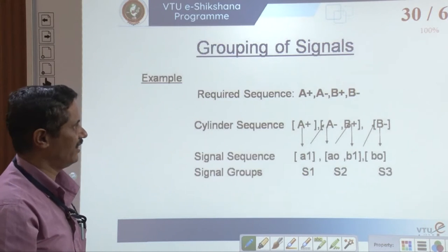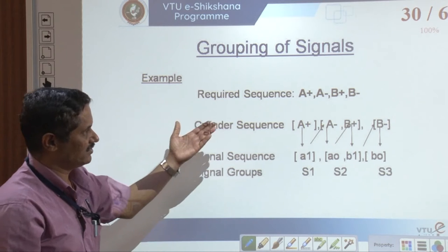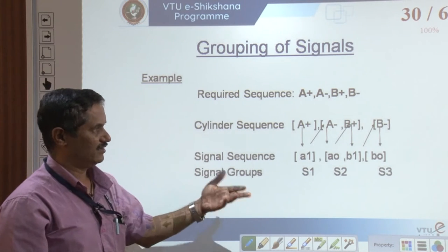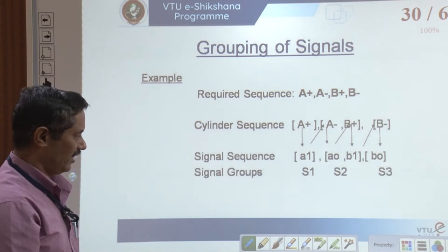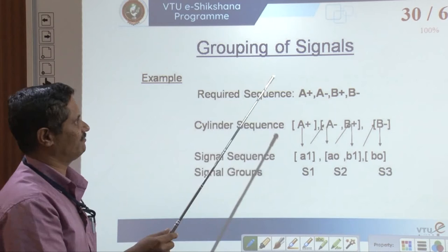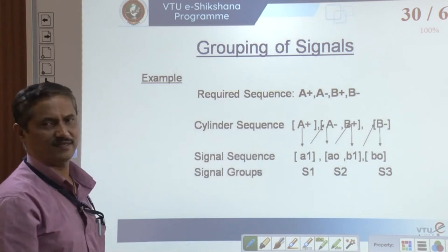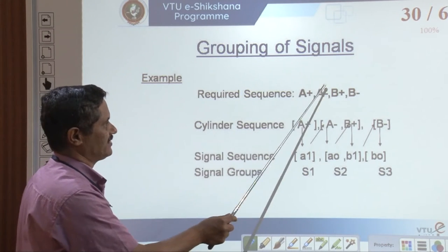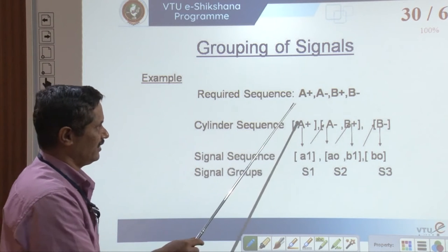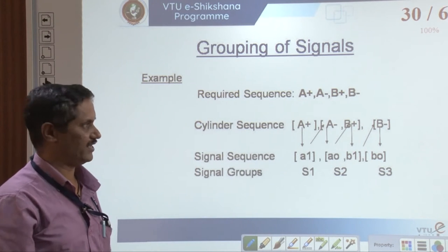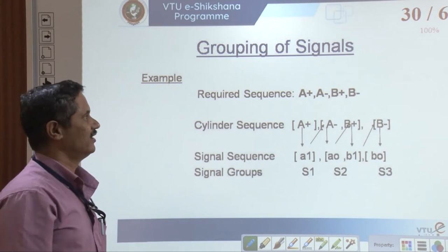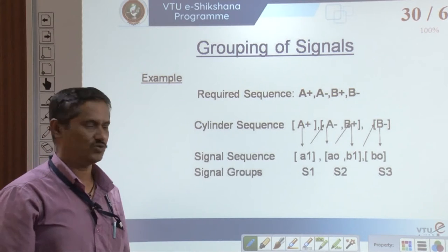I have already said one. So like this, you can take any configuration. I am just telling the steps to ensure. And now, if I take one more example also, the same steps I follow. Grouping of signals, the sequence required is A plus, A minus, B plus, B minus. So again, there are two cylinders in this case. So definitely there is a signal overlapping. So cascading method is most suitable.